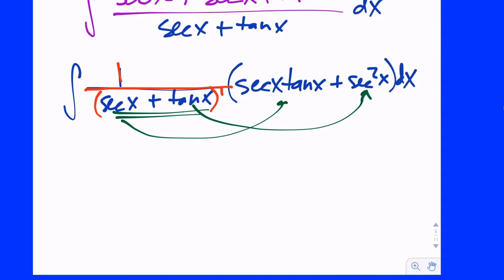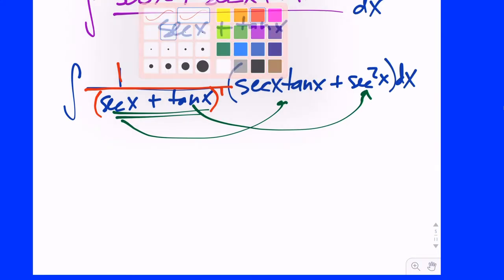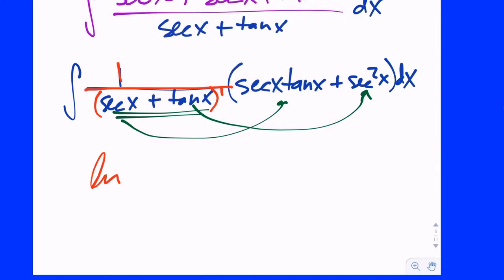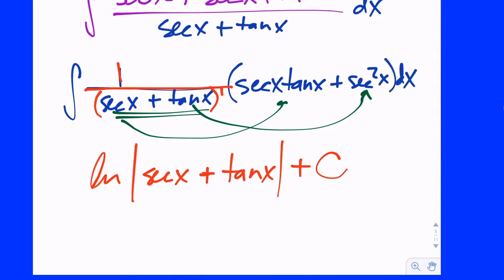And now we're ready for step 2, the rule of integration. It's 1 over blob to the first. What's that? Natural log, absolute value of the blob, secant x plus tangent of x. And of course, finishing off with plus c on the side. There you go. You're going to want to memorize that one. That one's a little bit harder to rediscover if you forget it, because you have to have that insight.